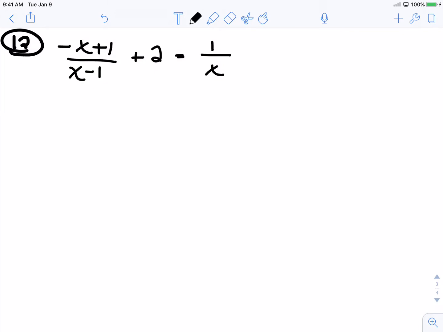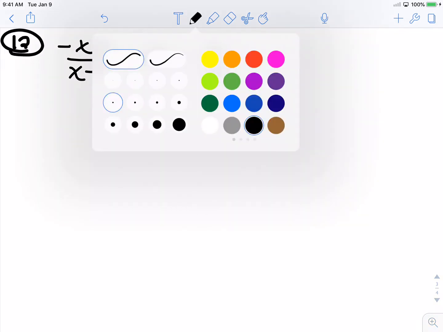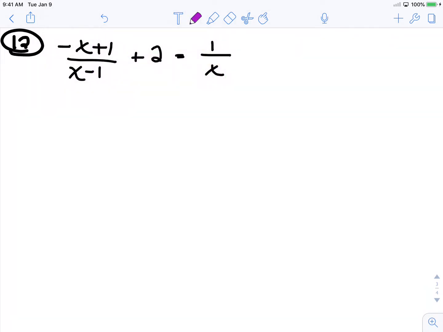The directions for number 12 asked you to solve the equation by using the least common denominator, and then it specifically asked you to check for extraneous solutions. So if we look at the three fractions that we have in this problem, we see the denominator has an x minus 1. The second fraction is a 2. I'm just going to place that over 1. And then the last fraction is 1 over x.